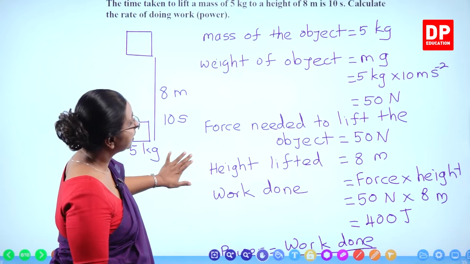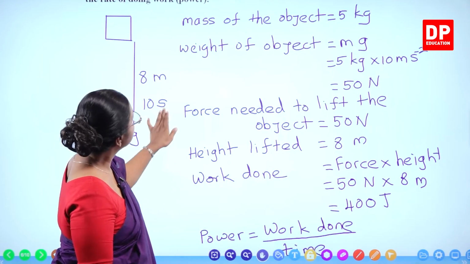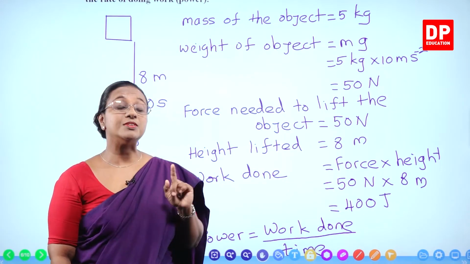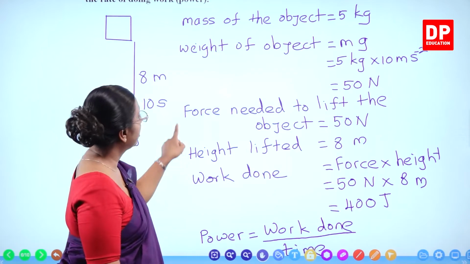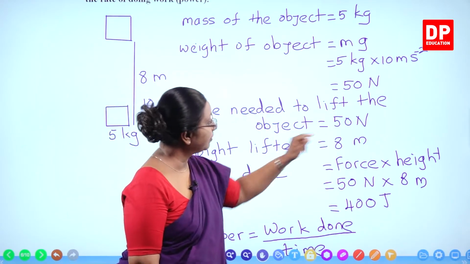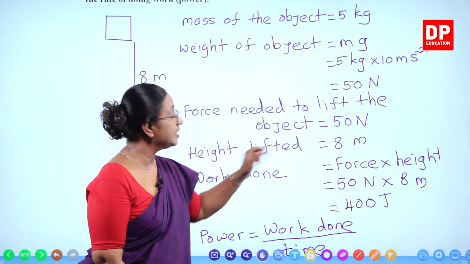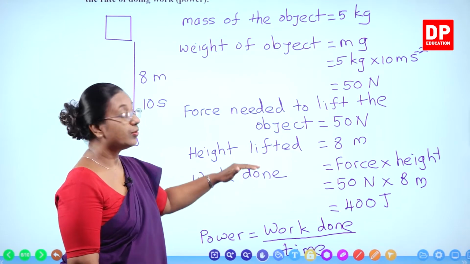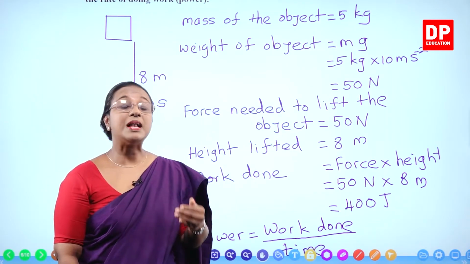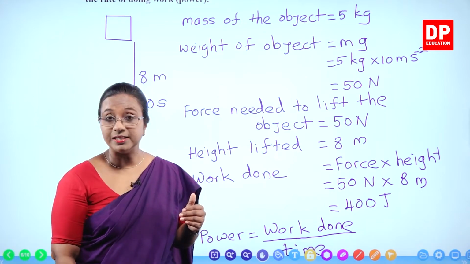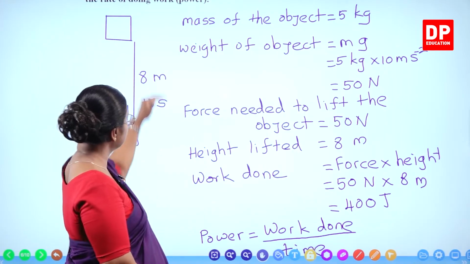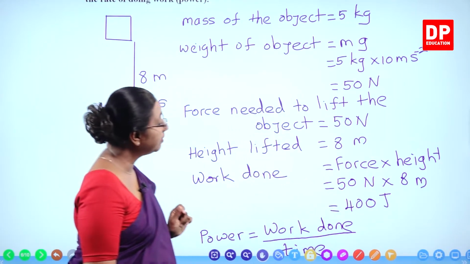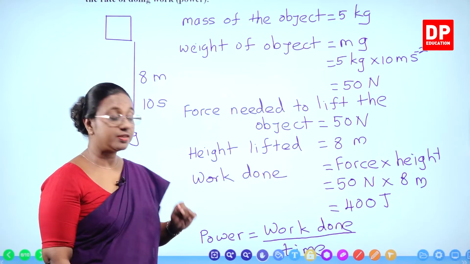Then in order to lift the object up, we need to apply a force, and that force should be equal to the weight of the object. The force needed to lift the object is going to be 50 Newton. And the height to which the object is lifted is 8 meters. So the work done is going to be the magnitude of force multiplied by the distance moved by the object. Here the distance moved is the height. So force into height, 50 Newton into 8 meters. You get the answer as 400 joules.